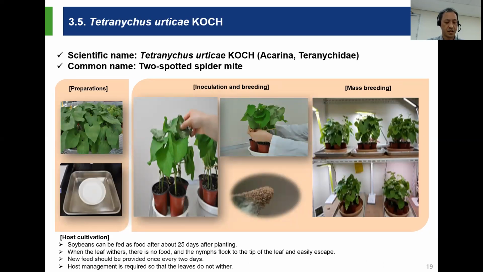The host of two-spotted spider mites is bean seedling, this one. Soybeans, the hosts of spotted mites, can be used as food for about 20 to 30 days after planting. The grown soybean seedlings are placed in a tray filled with water and the spotted mites are inoculated on the hosts. If the leaves are too dry and withered, the nymphs gather at the tip of the leaf like this, and break away from the leaf. New fresh leaves are provided every 2 days. Breeding temperature of 25 to 30 degrees Celsius and humidity of 50 to 60% is good.